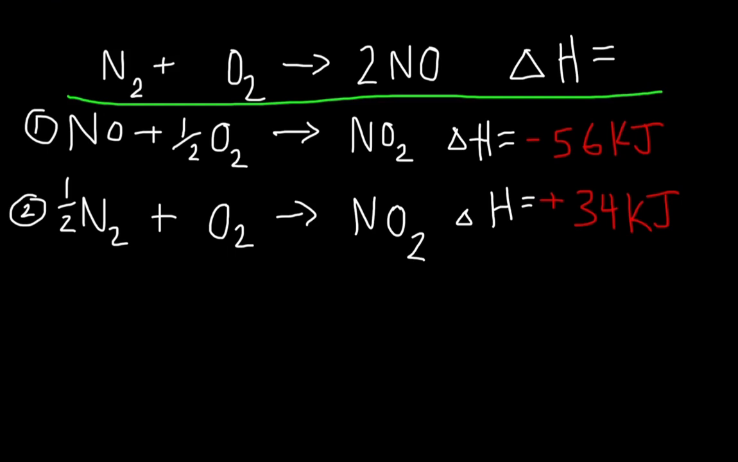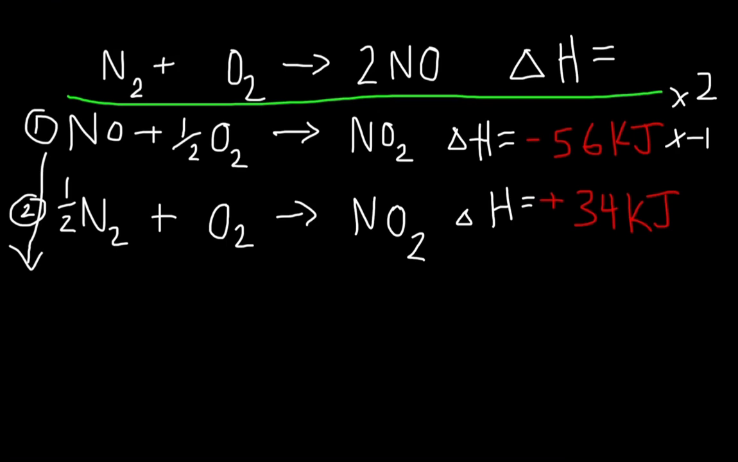We see that NO is on the reactant side, but in the original equation the NO is on the other side, the product side. So what we need to do is reverse the equation and then multiply by 2, because here there's 2 moles of NO while here there's only 1, the coefficient. So you'll have to multiply by -1 whenever you're reversing the equation, and then you'll also have to multiply by 2.